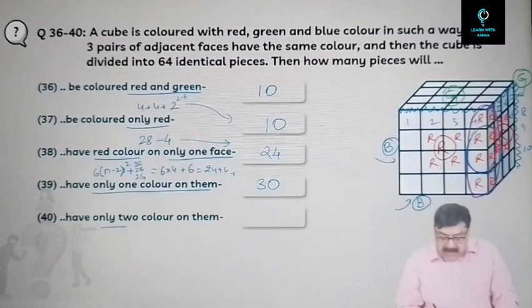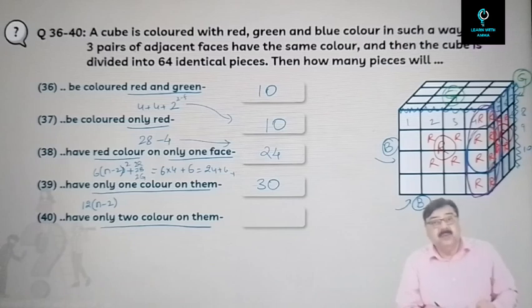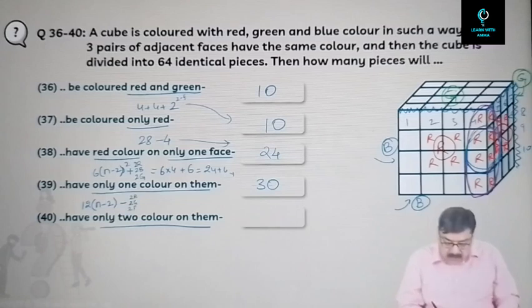So how many will have only two colors on them? Well, in this case, we know usually we take the two-face colored cubes which are found on the edges. The formula for that is 12 into n minus 2. Out of which you will remove those two which have only red color on them, like these two. Although these two are two-face colored cubes, they have only one color on them, that is red. So 2 green also and 2 blue also will be gone.